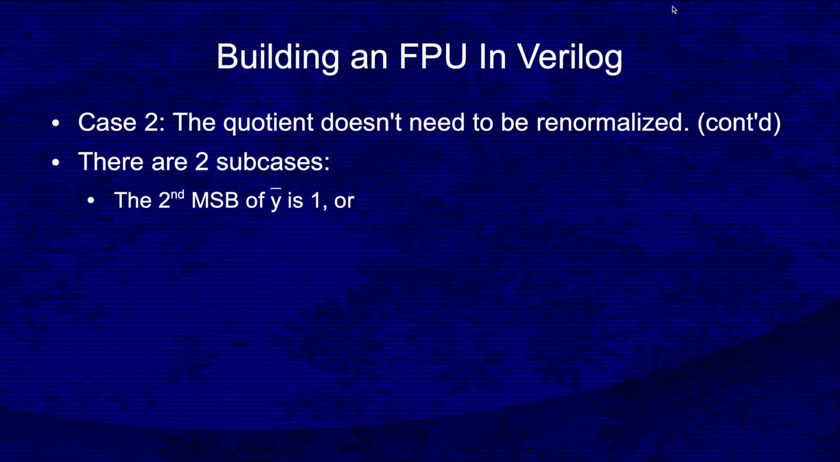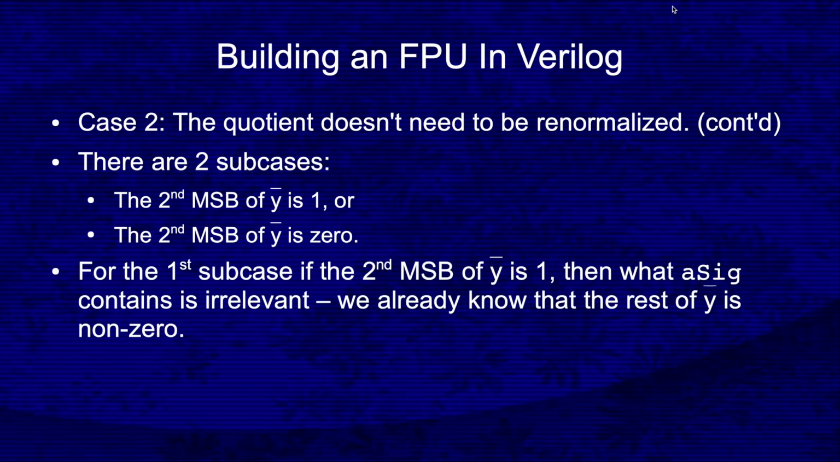The second most significant bit of Y bar is 1, or the second most significant bit of Y bar is 0. In the first case, the value of ASIG is irrelevant because we already know that the remaining bits of Y bar are non-zero. So whether ASIG is 0 or non-zero, appending ASIG to QSIG before rounding the significand doesn't change the results of rounding.